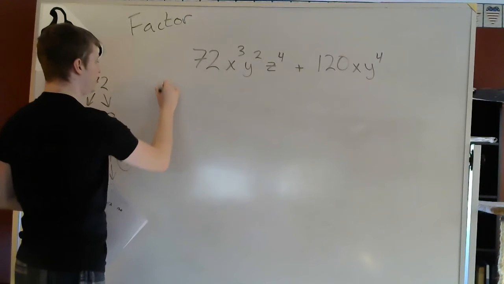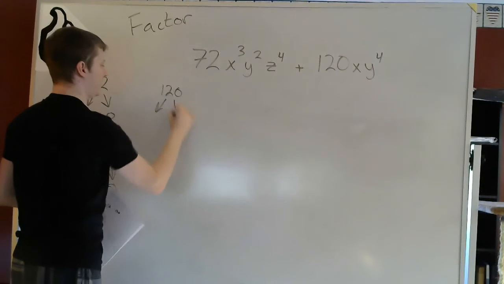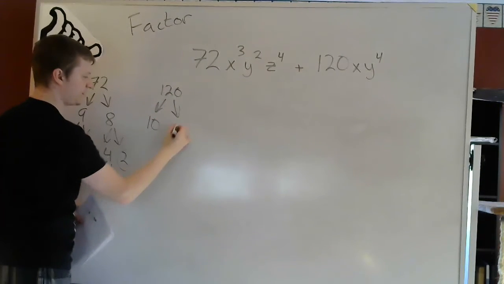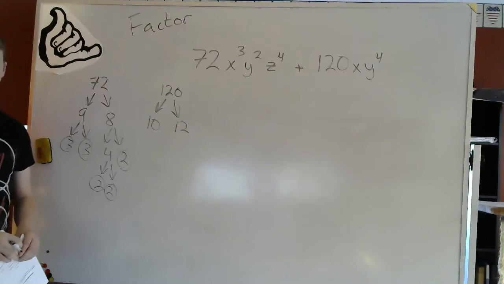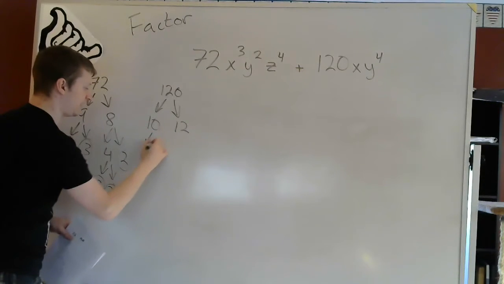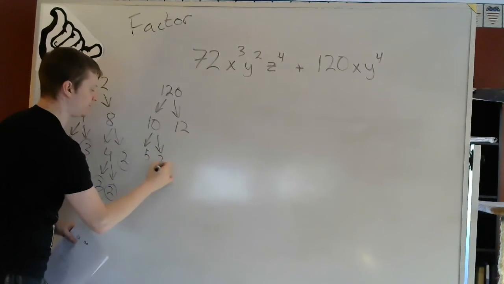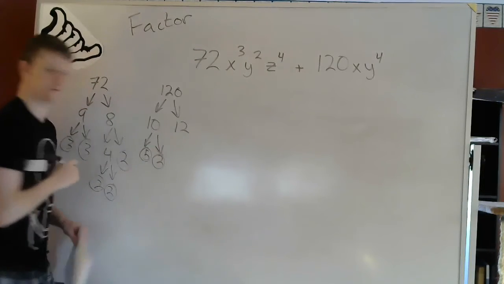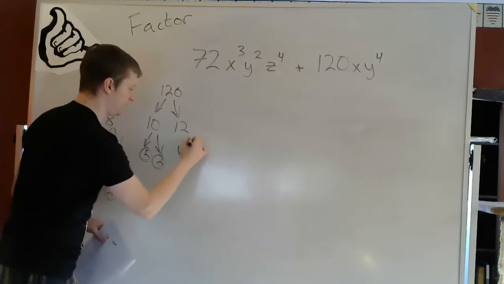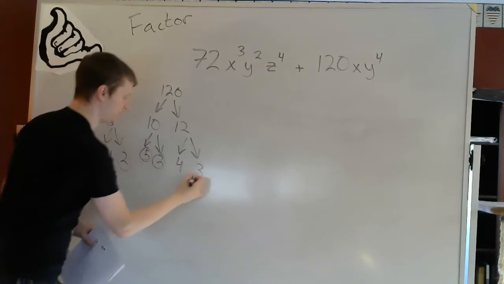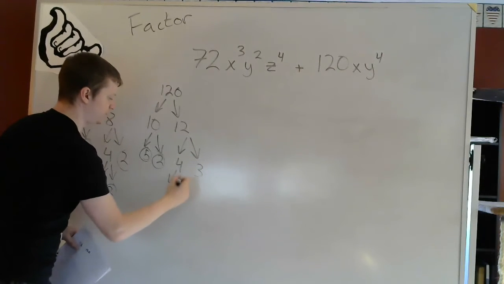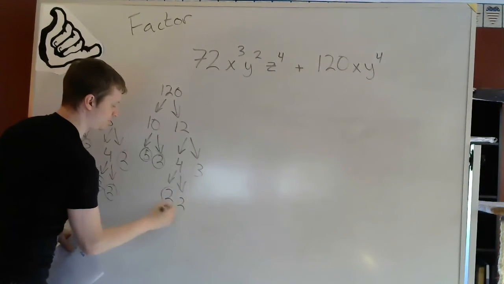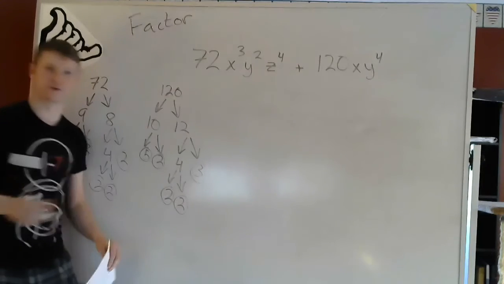For my 120, oh, it ends in a 0, which is good because then I know 10 goes into it. So 10 times 12 is 120. 10 is just 5 times 2, and those are both prime. 12 is 4 times 3. Oop, don't circle the 4. 4 is 2 times 2. And I can't reduce the 3 anymore.